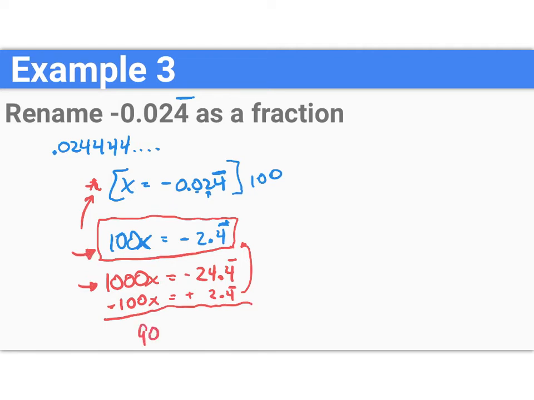Okay, so now we have 900x equals 22. And so now we divide both sides by 900, and x will be, reducing the fraction, 11 over 450. And if you divide that out, you will get 0.024 with the 4 repeating. So that was our final example.